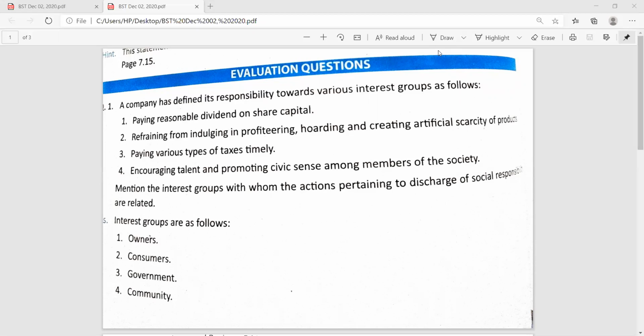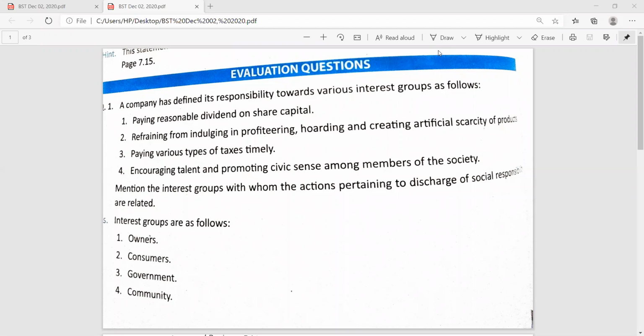I'm repeating once again. The company has defined its responsibility. Now we have to identify the various interested groups. Number one, paying reasonable dividend on the share capital. You can identify to whom the dividend is provided. It's provided on share capital, which means it is provided to the shareholders. And who are the shareholders? Shareholders are the owners of the company. So the first answer among the interested groups is, number one, owners.